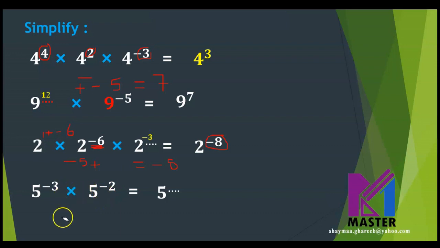All right. Let's go to the next one. 5 to the power of negative 3 times 5 to the power of negative 2 equals. Let's do the addition. Negative 3 plus the negative 2 means negative 3 minus 2, which is negative 5. So the answer will be 5 to the power of negative 5.